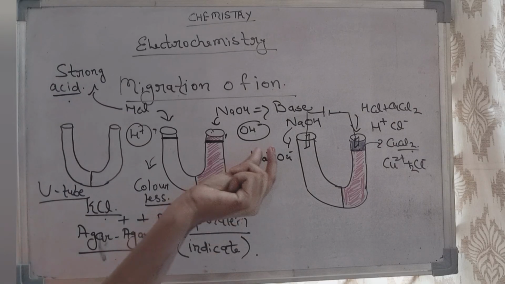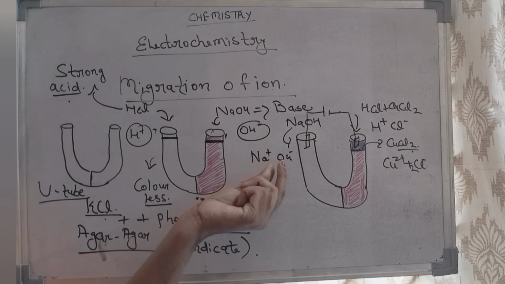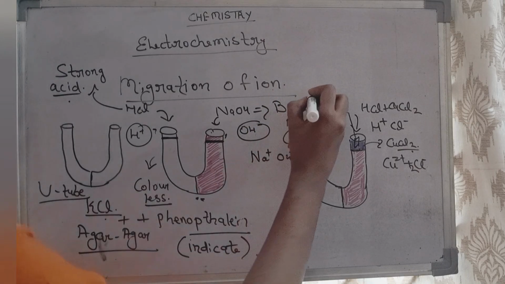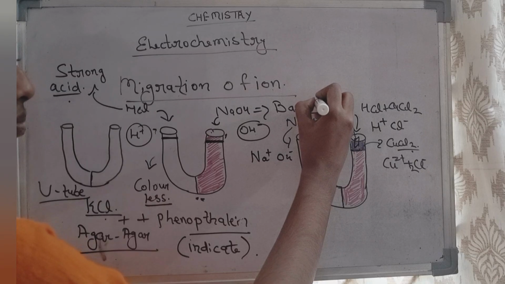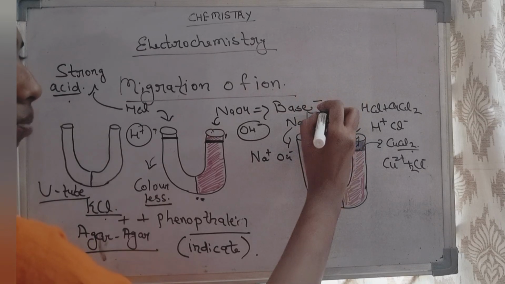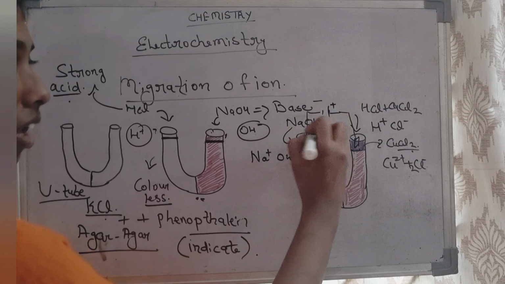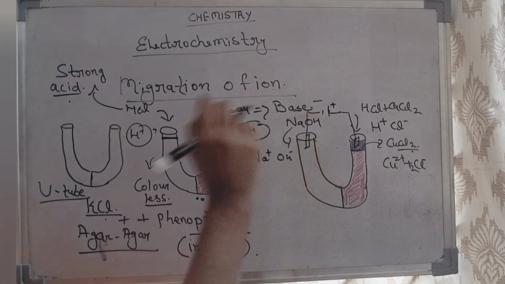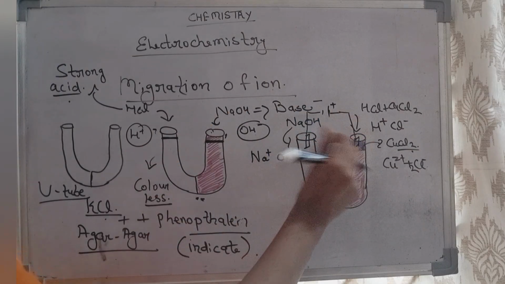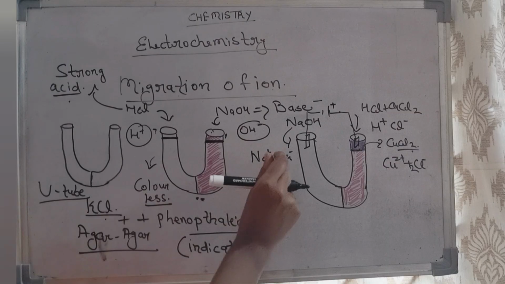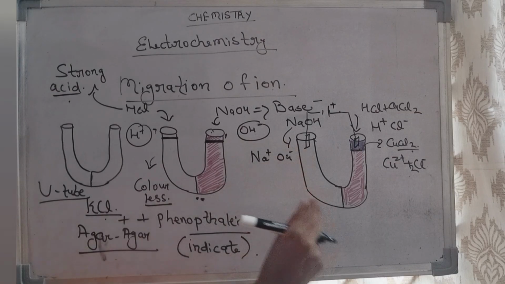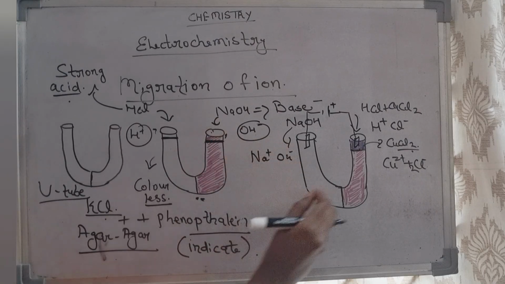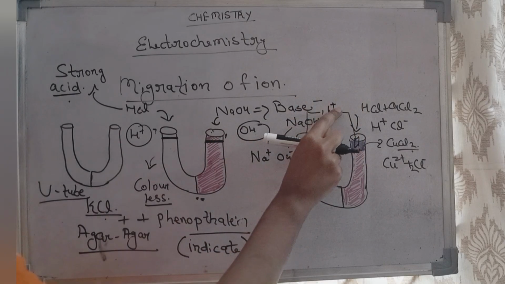Now which one is the positive terminal, which one is the negative terminal, you have to see. For example, this is your negative terminal and this is your positive terminal. Now the OH negative likes to go towards the positive terminal, because this is a positively charged electrode, and this is a negatively charged electrode. And this OH negative, when it comes in contact with the solution part, will move towards the positive terminal.